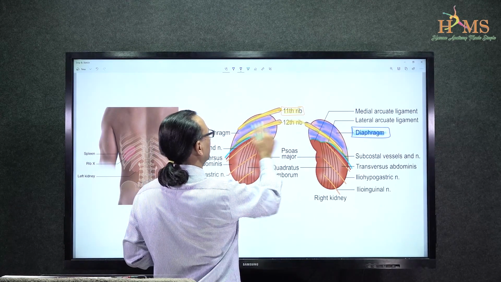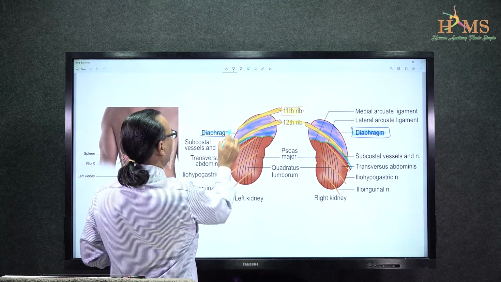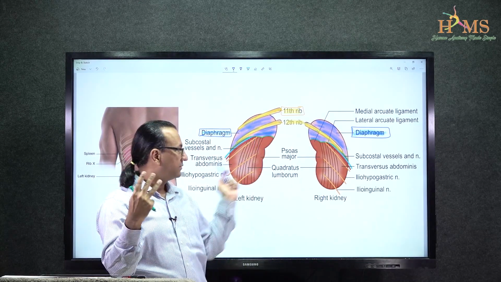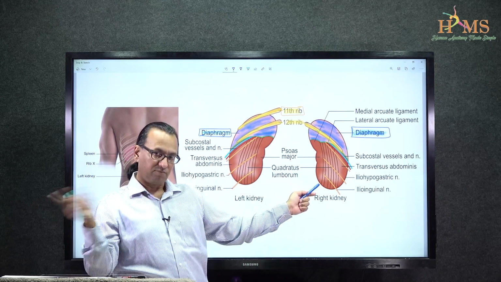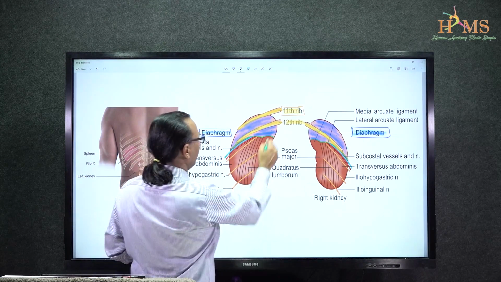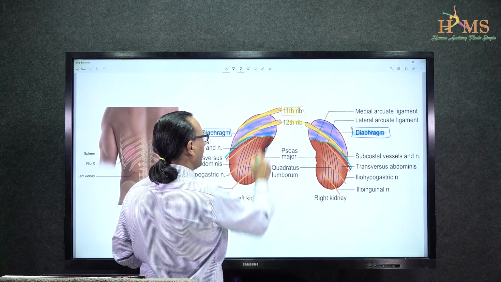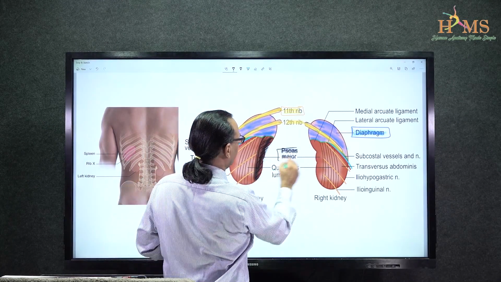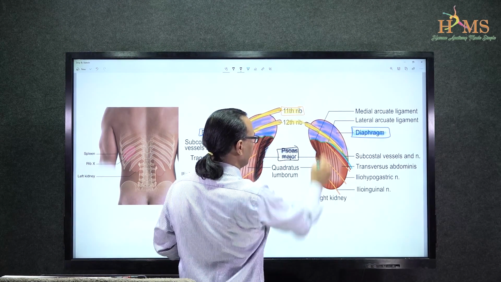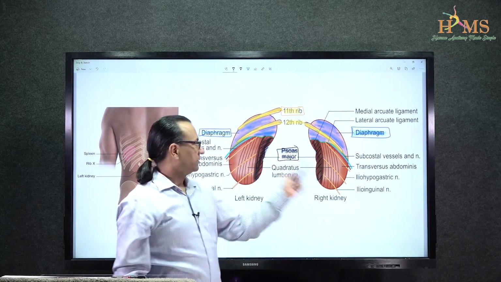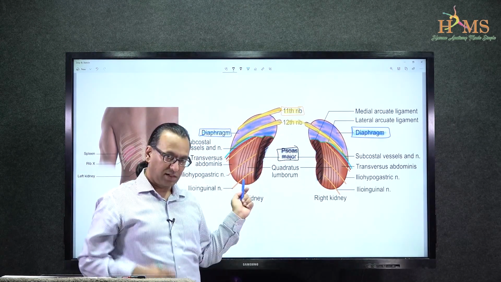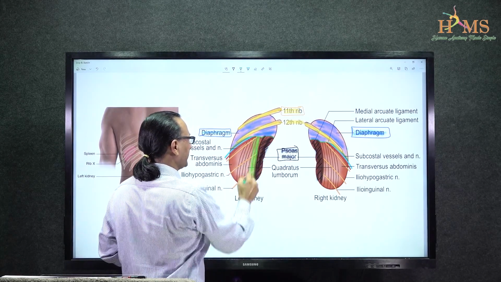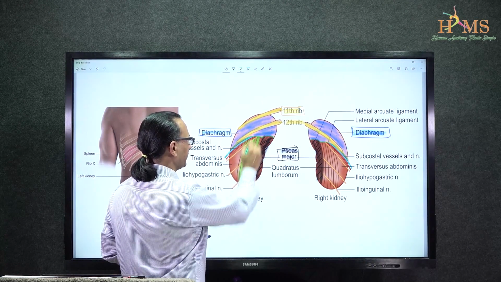And in addition to this diaphragm on the posterior relation of the kidneys, there are 3 muscles in addition. So which was the most medial muscle? The most medial was taking origin from the lumbar vertebra, and we called it the psoas major muscle, related to the kidneys posteriorly. Then which muscle was in the middle? The quadratus lumborum. So here is the quadratus lumborum, related to the kidneys posteriorly.